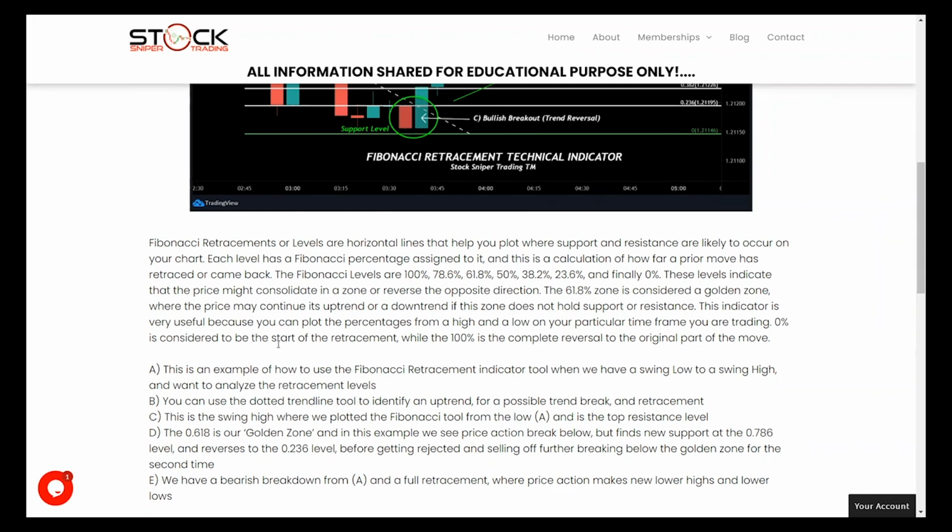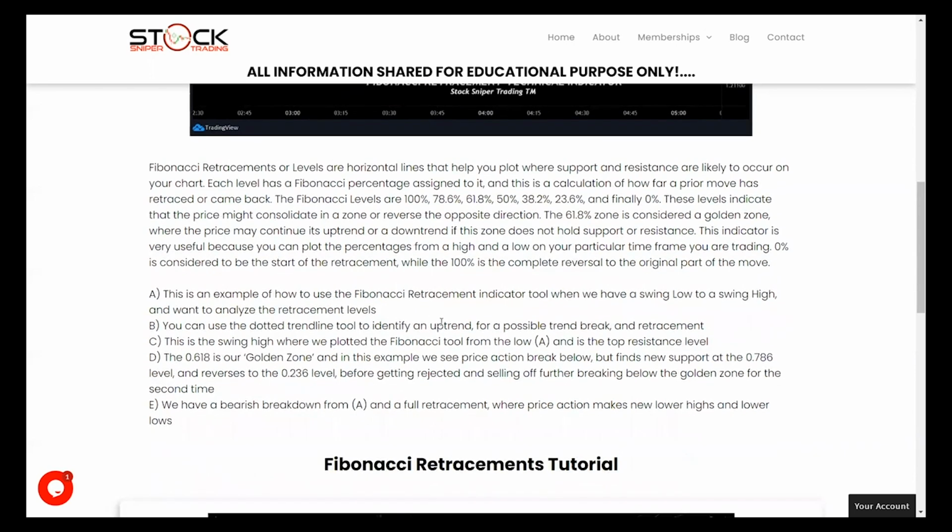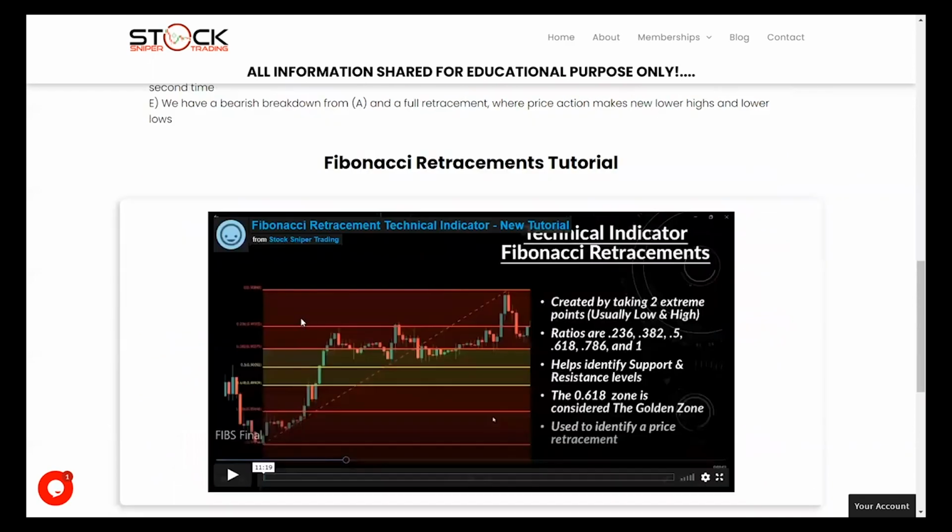And 0% is considered to be the start of the retracement, while 100% is the complete reversal to the original part of the move. So if we start to break a complete retracement, now we're either breaking up to the bullish side where we're creating a new higher high and we're going to have a bullish breakout, or we're going to go below the 0% and break down where we're going to have a complete bearish retracement, and now we're going to make lower lows and continue to the downside. Okay, so I'll show you how everything looks with the price action.